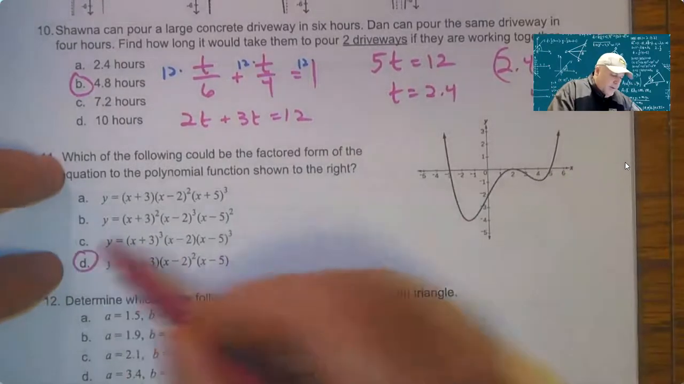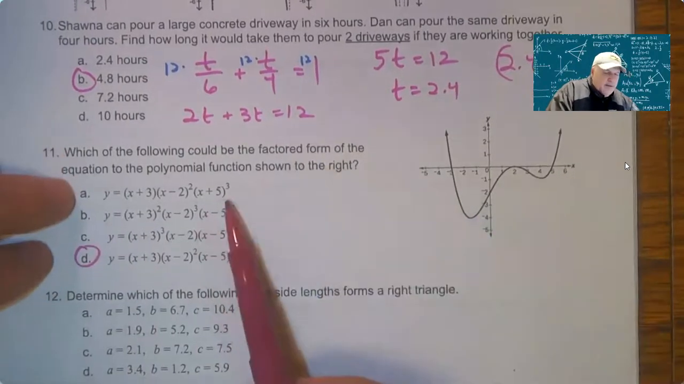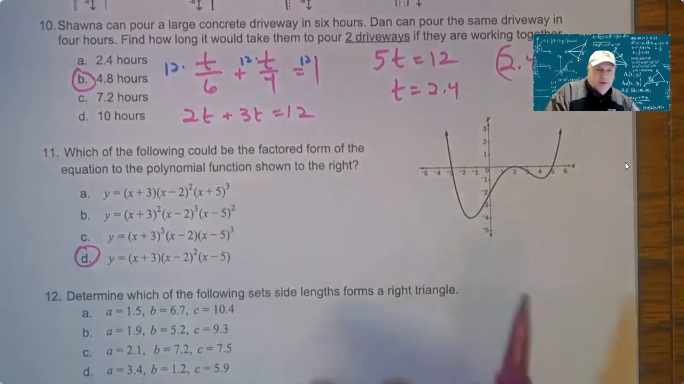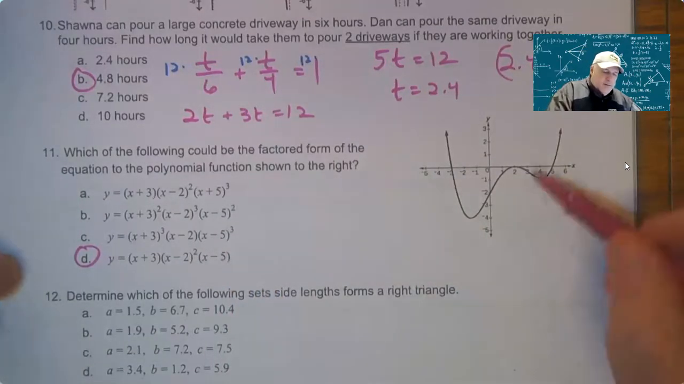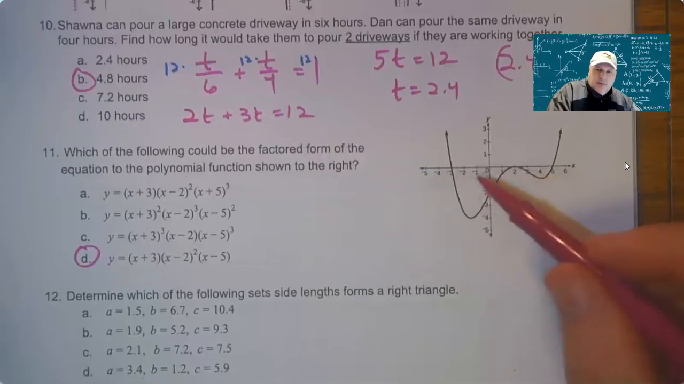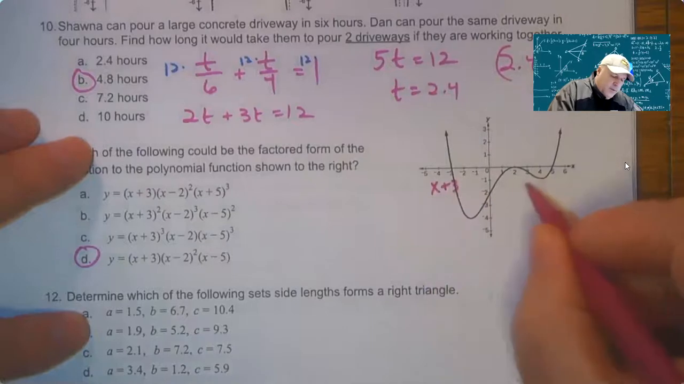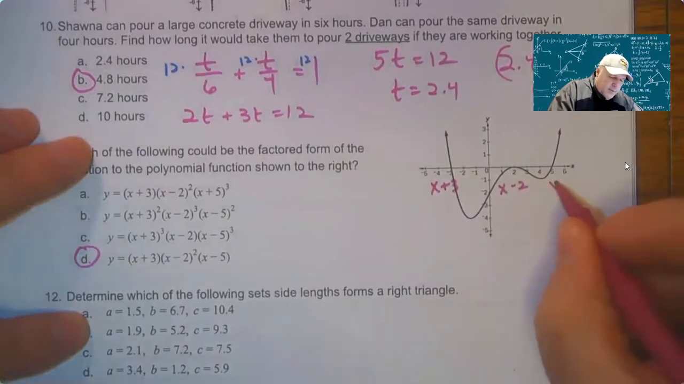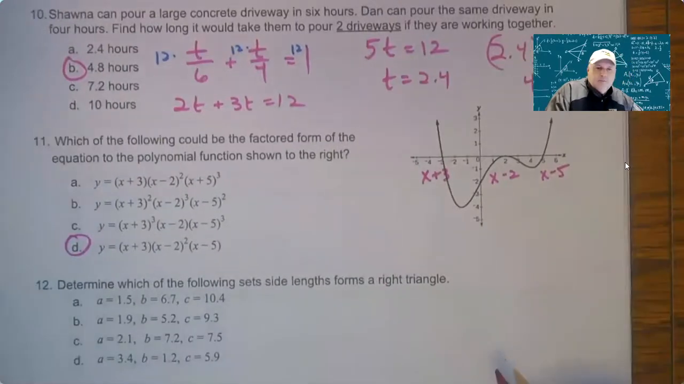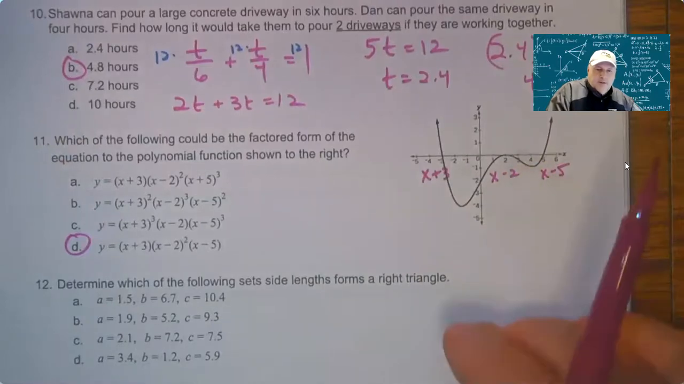The problem with A is that negative 5 has to be the x-intercept. So you have to understand this is an even multiplicity here, and this is an x plus 3. We got to see an x plus 3. We got to see an x minus 2 and an x minus 5, with an even multiplicity in the x minus 2.